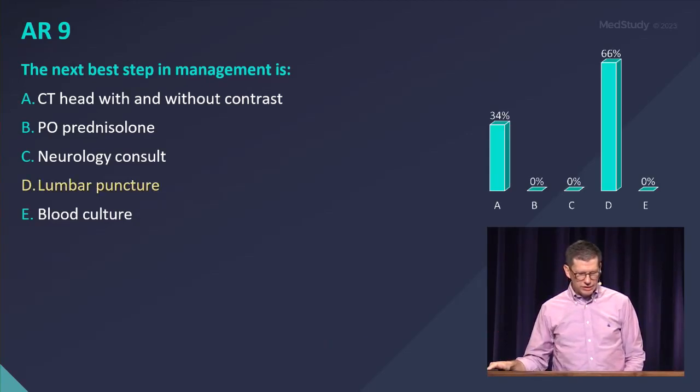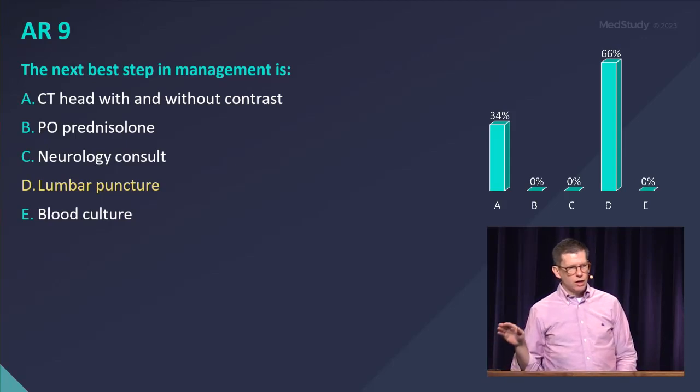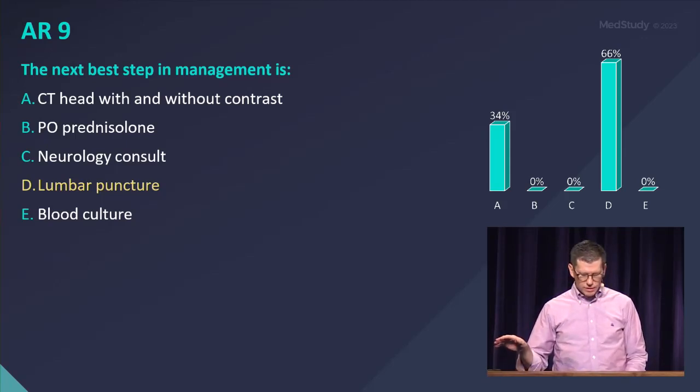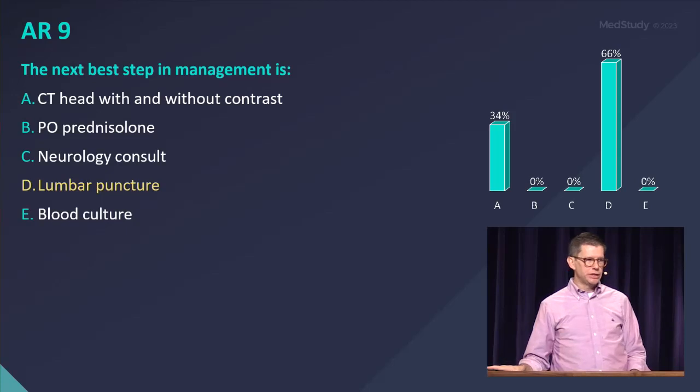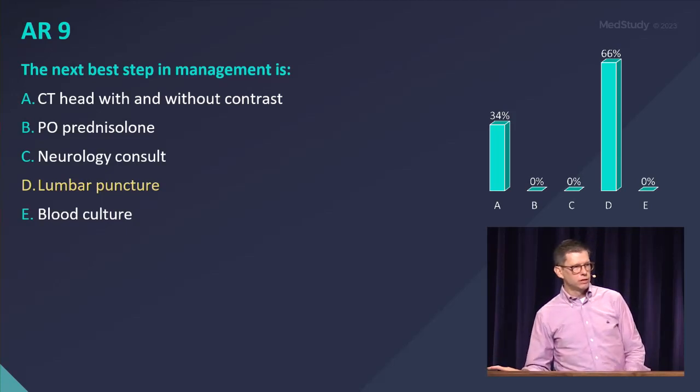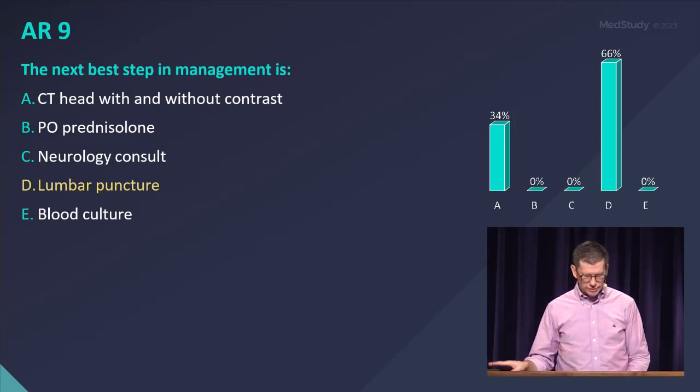All right, so the answer is D, a lumbar puncture, right? And most got that. So the second most common answer was the CT head with or without contrast. So unless there's a focal finding, or a patient is in a coma, or they have documented papilledema, there's no real indication to do a CT before you do a spinal tap. So this is why, in this case, spinal tap is first.